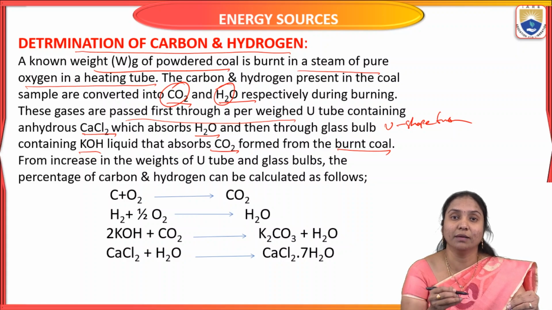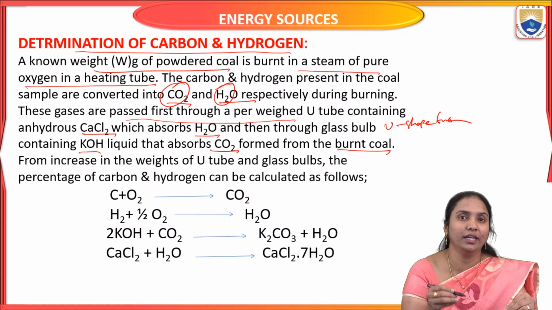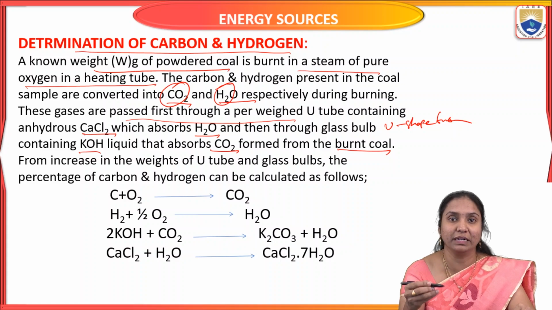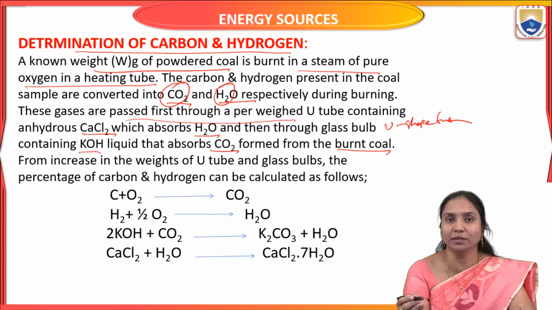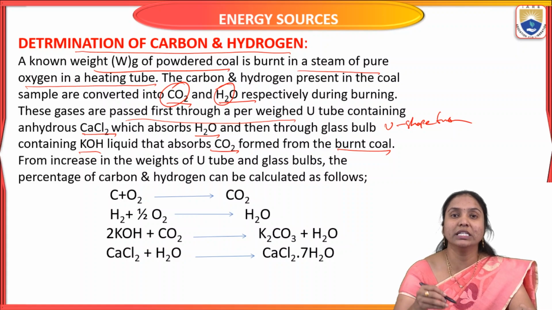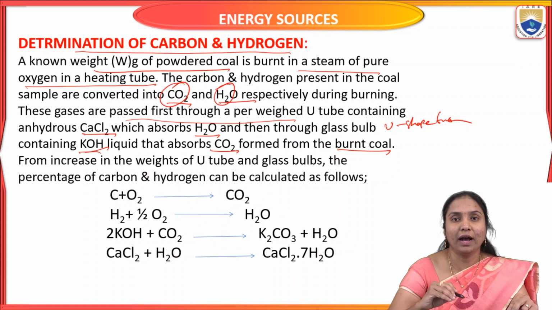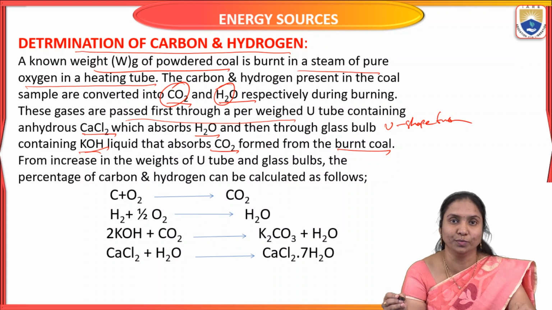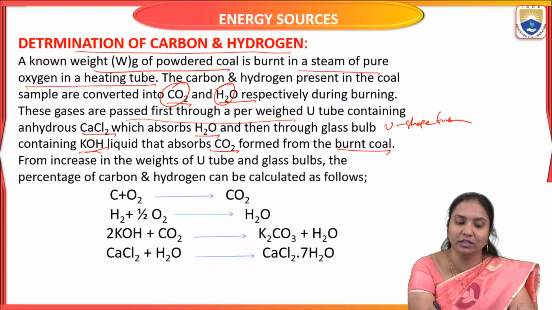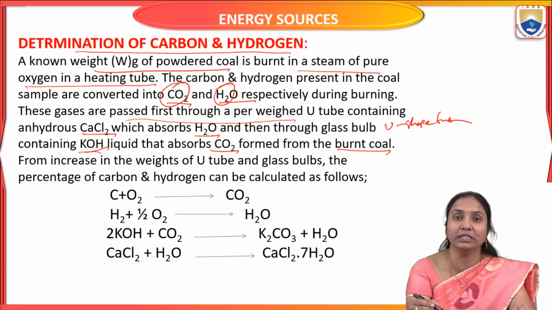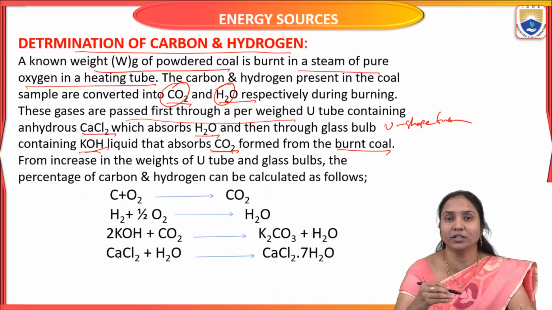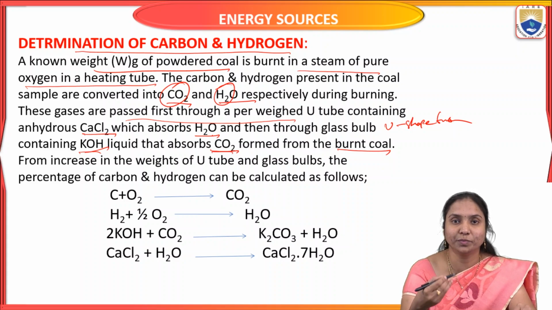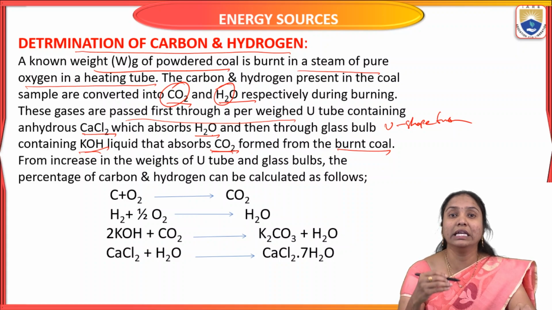For example, a known weight of coal sample is burned in the presence of oxygen in a heating tube. If carbon or hydrogen is present in this coal sample, they react with the oxygen during the burning process and are converted to carbon dioxide and water. These gases are passed through pre-weighed U-shaped tubes. One tube contains calcium chloride, and the other contains KOH. The calcium chloride tube absorbs water, and the KOH tube absorbs carbon dioxide. That means the weights of calcium chloride and KOH increase due to absorption of water and carbon dioxide. The increase indicates the percentage of carbon and hydrogen present in the coal sample.